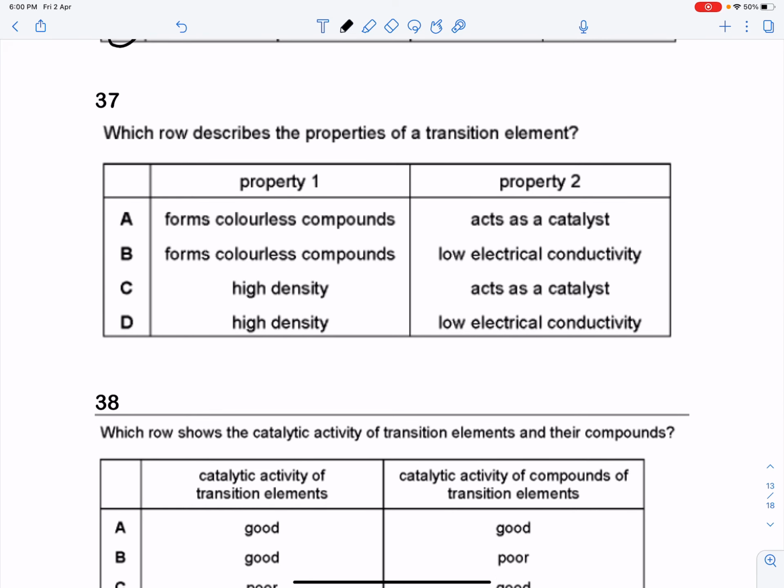Which row describes the properties of a transition element? Do they form colourless compounds? No, they form coloured compounds. They do have high density. Do they have low electrical conductivity or act as a catalyst? Of course they have high electrical conductivity, so the answer must be C.